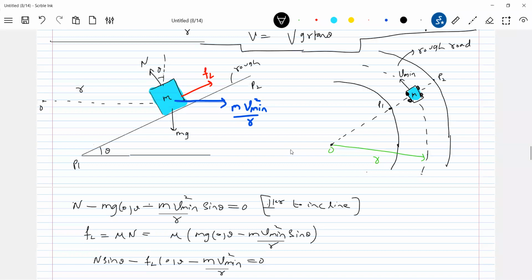Who is writing in the rotating frame? Or with respect to point O, that'll be easier for you. So what you should do now is substitute the value of N, substitute the value of FL, and solve it. You'll get the expression for v minimum. There is a minimum speed with which the car can move. If the speed is less than this, it's going to slide down.